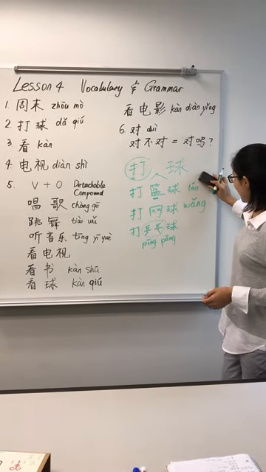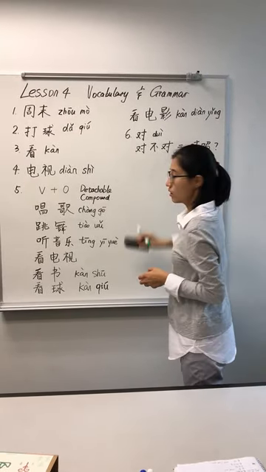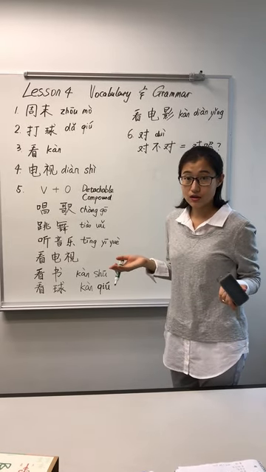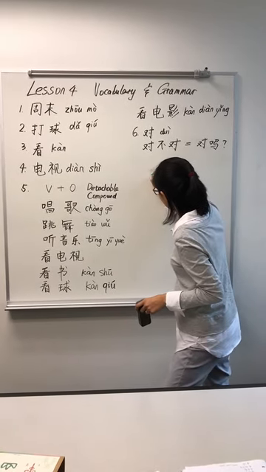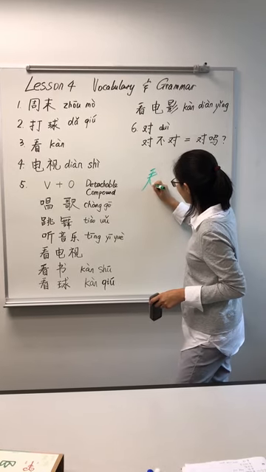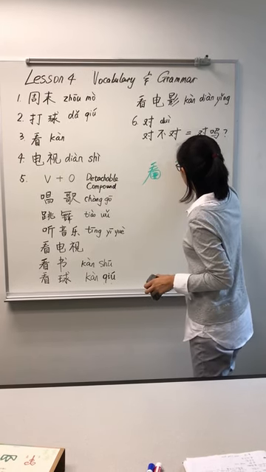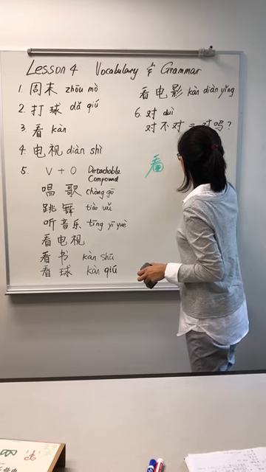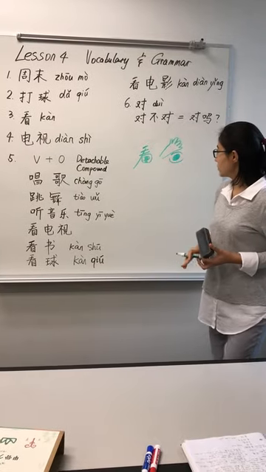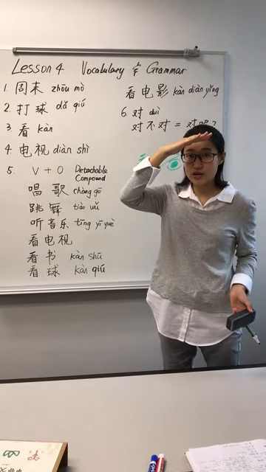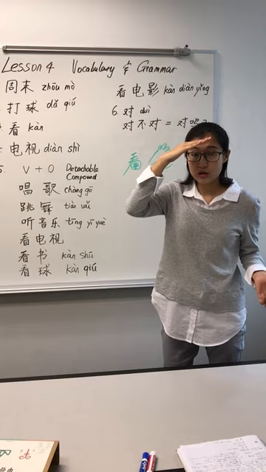Next one is 看. 看 means look, watch, see, or read. On the top part is still a hand. And then the bottom part is an eye. Maybe I just draw it like this. A person is using his hand blocking the sunshine because he wants to look clearly or read or watch.